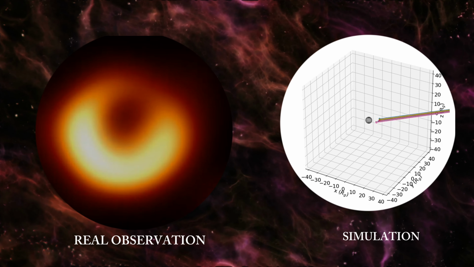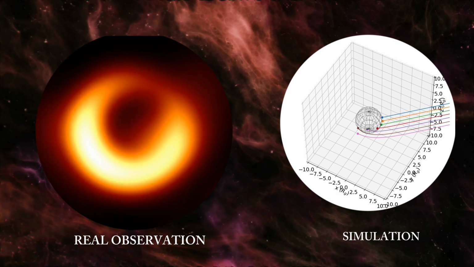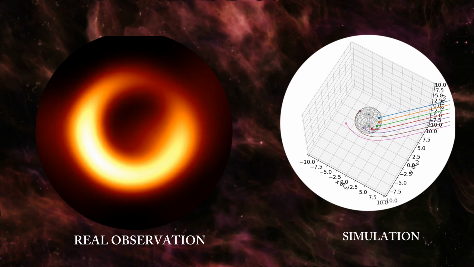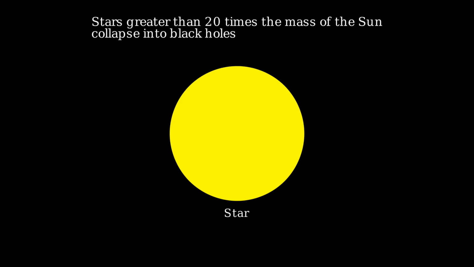On the right, you can see a simulation of a few photons that just graze around a Schwarzschild black hole. And on the left, this is a real observation of what appears as a photon ring.